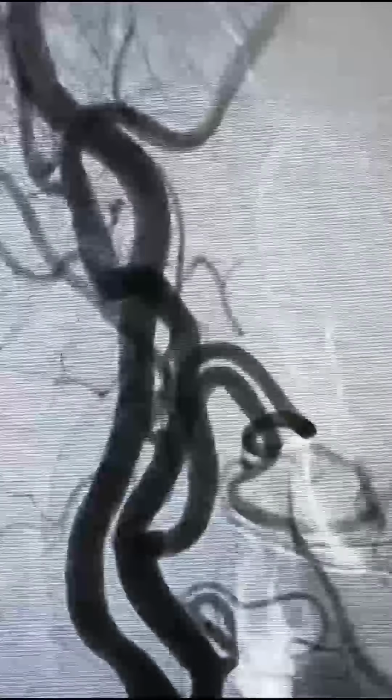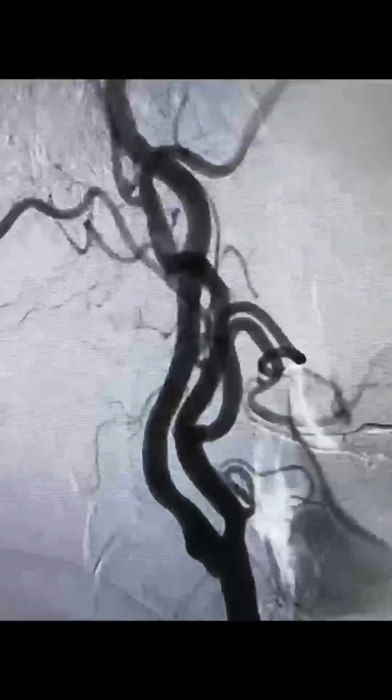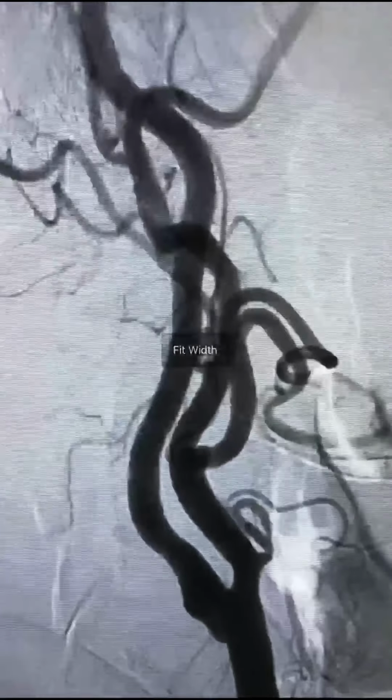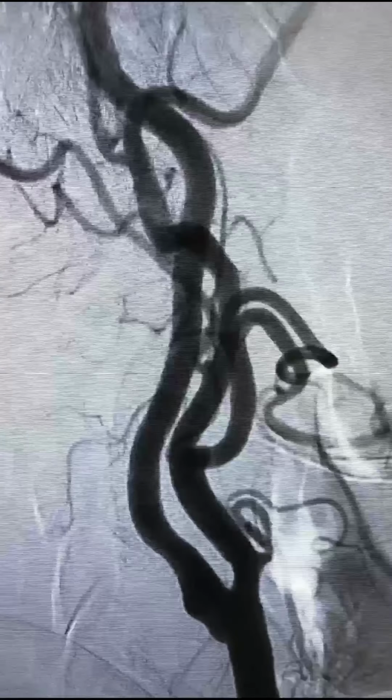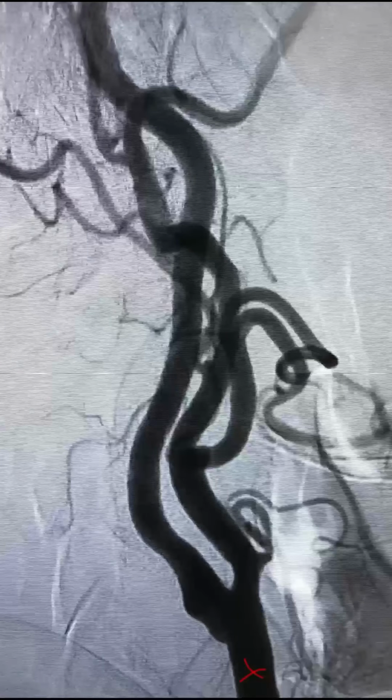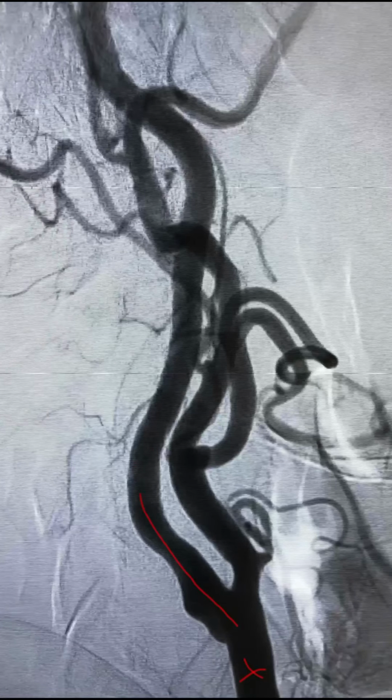Now, what is this? This is lateral. This is the left. We have injected from the common carotid artery. So which is this vessel? Common carotid. It divides into internal carotid and external carotid.